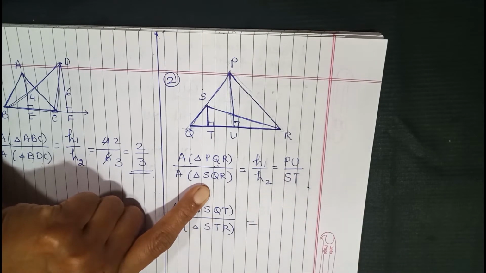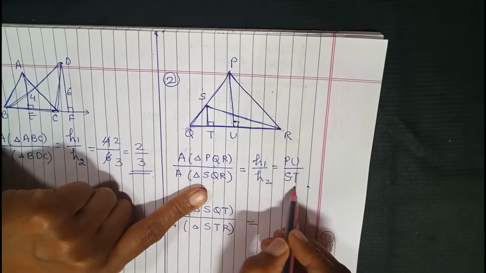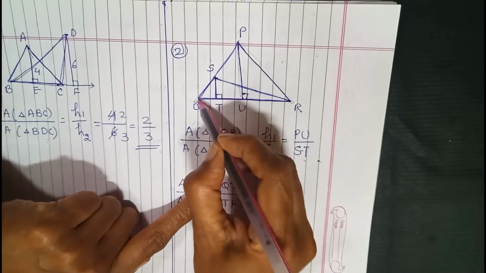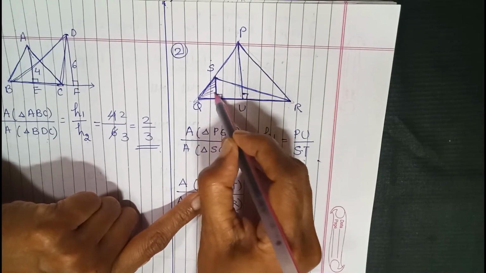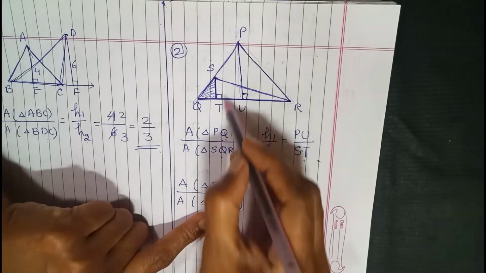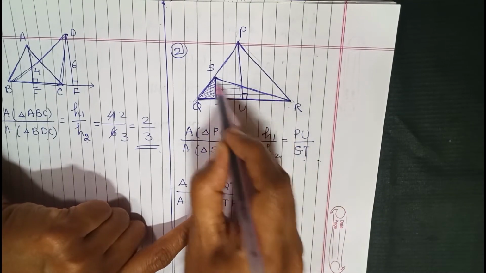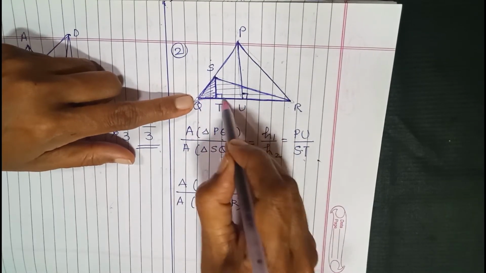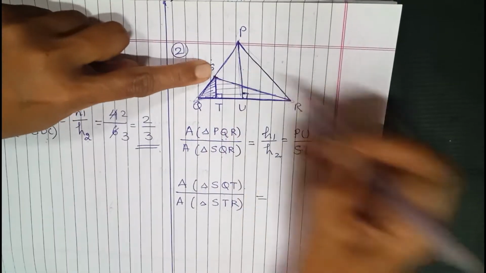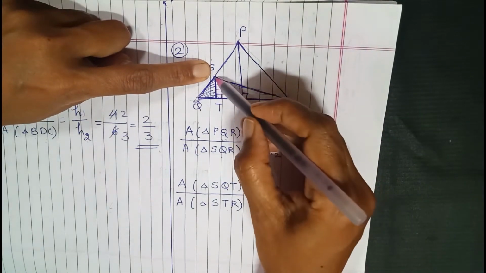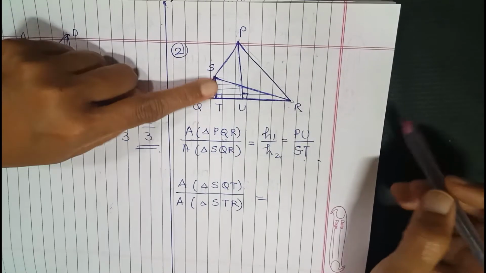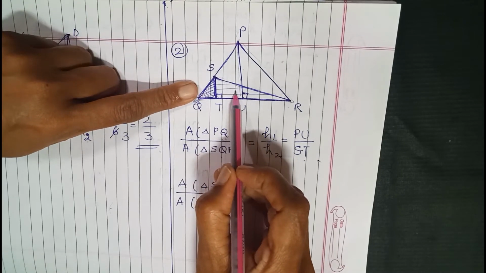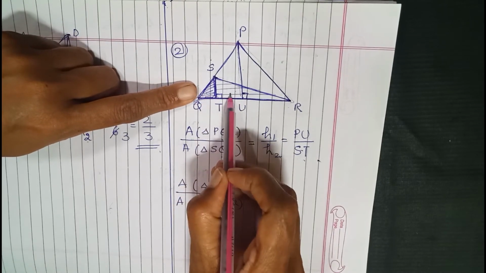So this is how we complete the sum. No values are given, so we stop here. Now let us go to the next one. SQT. So this is SQT. This small triangle is SQT, and STR. So this is the STR triangle. Now here you can see both the triangles have separate bases, but they have one common vertex S. That means the height that I have drawn, ST, is the height for this triangle also and for this triangle also. In other words, they have a common height.